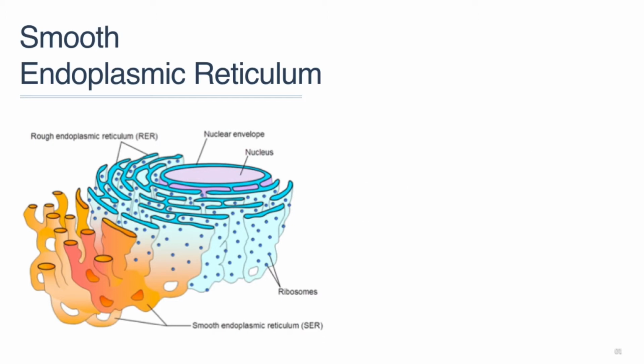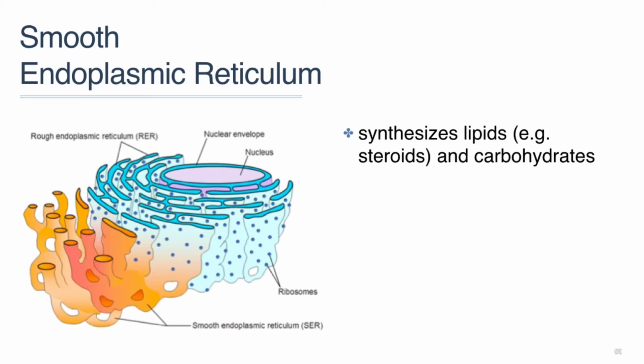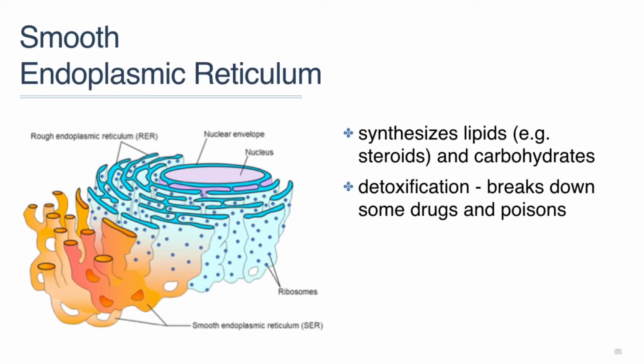Now, the smooth endoplasmic reticulum does not have any ribosomes attached to it, so it is not involved in the manufacture of proteins at all. Instead, it is involved in a variety of other functions, starting with the manufacture or the synthesis of lipids, like, for example, lipid hormones called steroids, as well as the synthesis of some carbohydrates. The smooth endoplasmic reticulum is also involved in the breakdown of drugs and toxins, a process called detoxification.